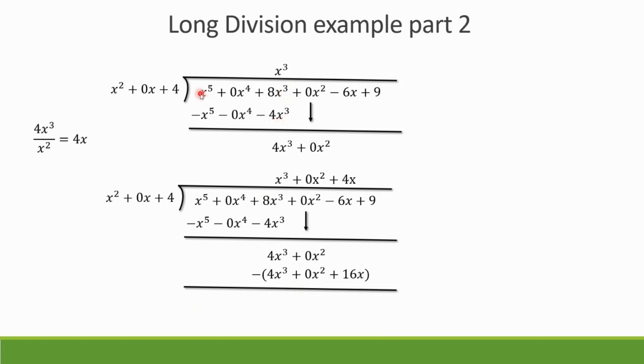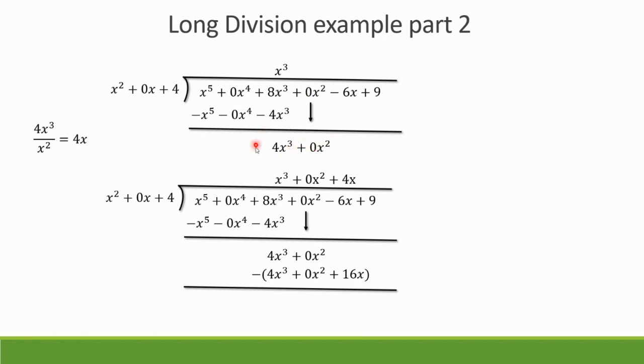Now, when we do that, we combine. These terms go away, right? X to the 5th minus x to the 5th is gone. 0. Excuse me, it's 0. 0x to the 4th minus 0x to the 4th. That's just still 0. Here we get 4x cubed. And we bring down the next term, as you can see. Now for 0x squared, we bring that down.